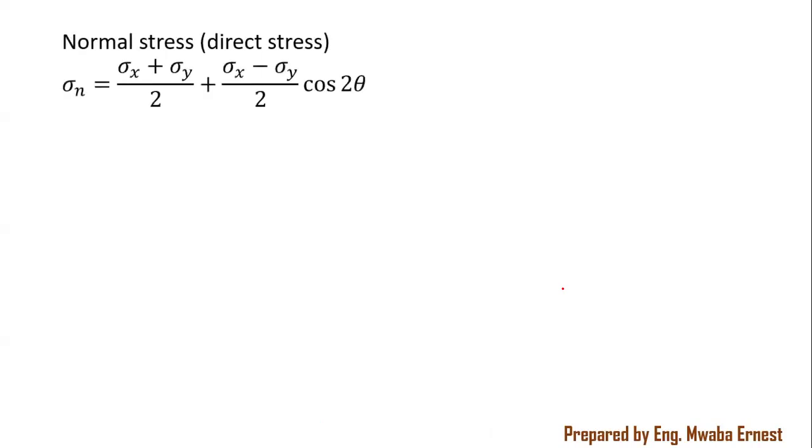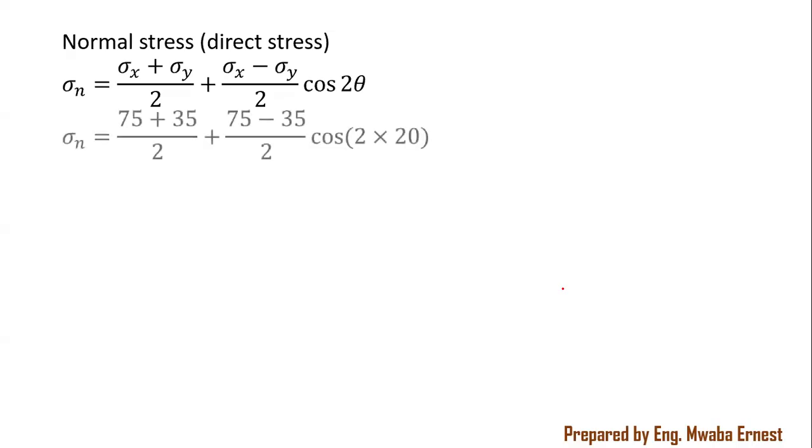So under normal circumstances, we're supposed to say the normal stress is equal to stress x plus stress y over 2, which is like the average, plus stress x minus stress y over 2. Then we introduce the theta. And this changes depending on what you're dealing with, or the shape of what you're dealing with, or any other factors that could be provided. So here's our normal stress.